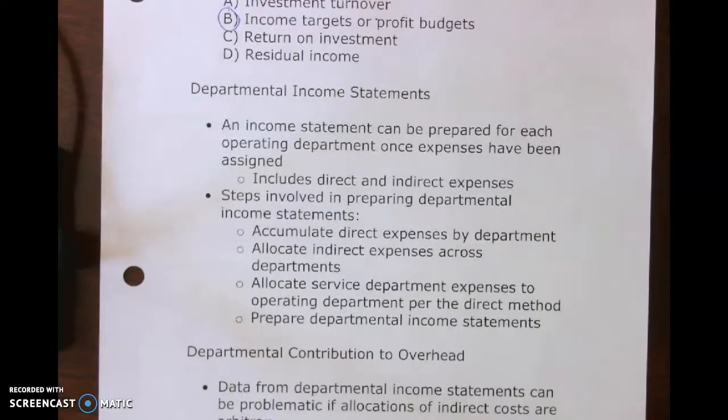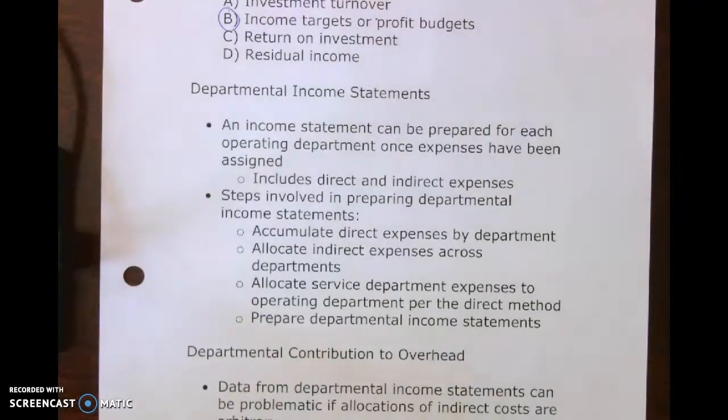In this lecture video, I'm going to be talking about departmental income statements. I'm also going to be talking about return on investment, and I'll also talk about residual income. When we talk about a departmental income statement, it's exactly what it sounds like. It's just an income statement that's made for one division or one department.